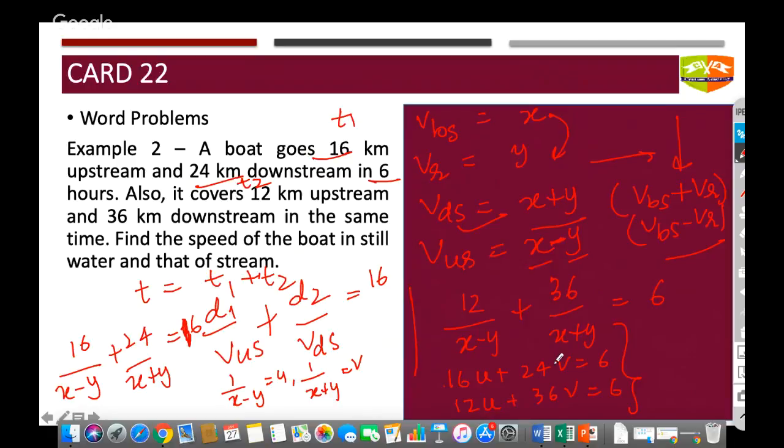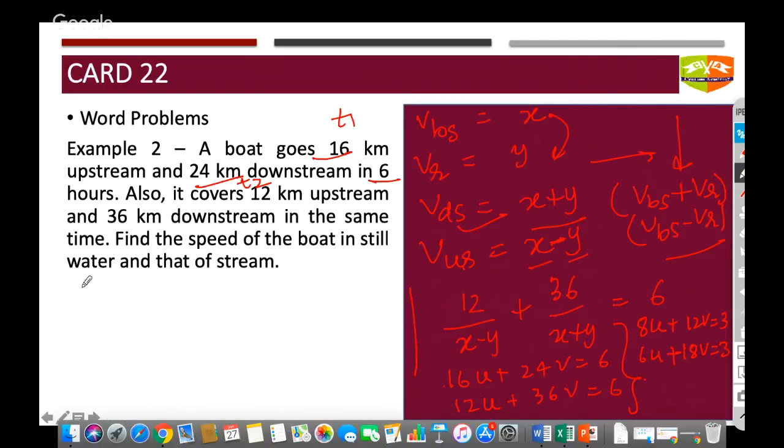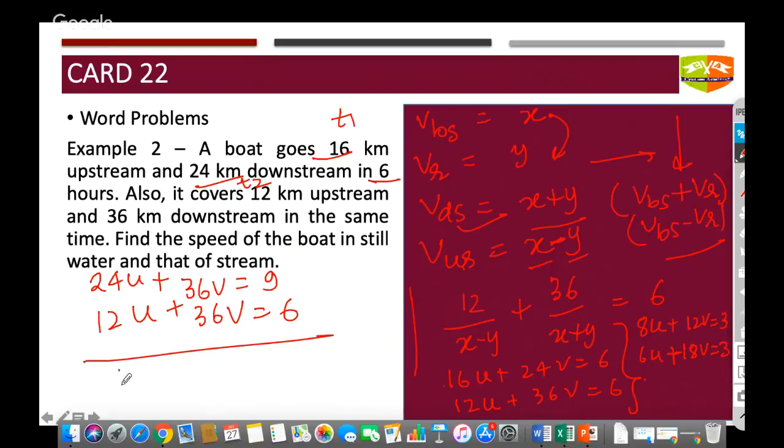Now this can be cut down by 2, because 2 is common. So this gives me 8u plus 12v is equal to 3, and 6u plus 18v is equal to 3. Now this can be cancelled out easily, so I'll multiply this equation with 3 and this with 2. This gives me 24u plus 36v is equal to 9, and 12u plus 36v is equal to 6. Subtracting, 12u is equal to 3, u is equal to 1 by 4.